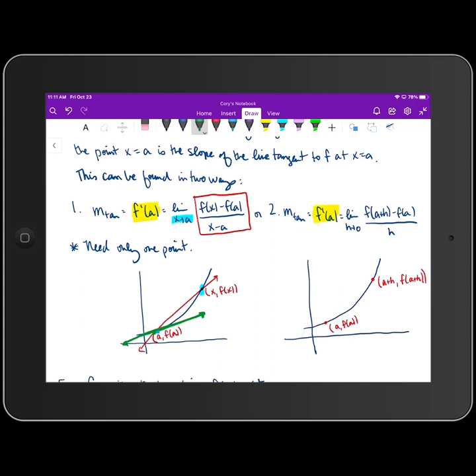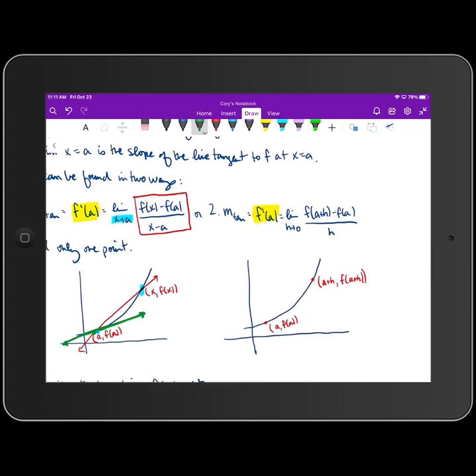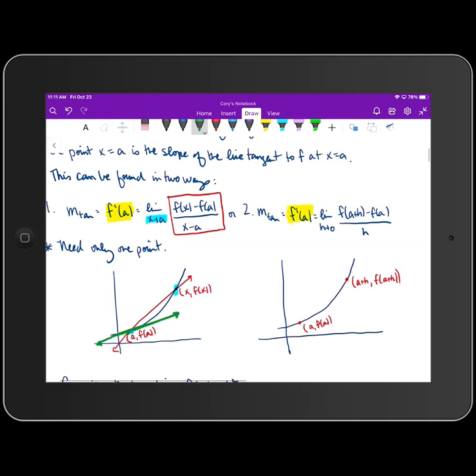Now, to be honest, I very rarely use that limit definition to calculate the slope of the tangent line. There's only one type of function that I'm going to use that for, and we'll take a look at that later on in this lesson as well. The one that I like using more commonly is the second limit definition, where the slope of the tangent line, or f prime of a, is equal to the limit as h approaches 0 of f of a plus h minus f of a all over h.